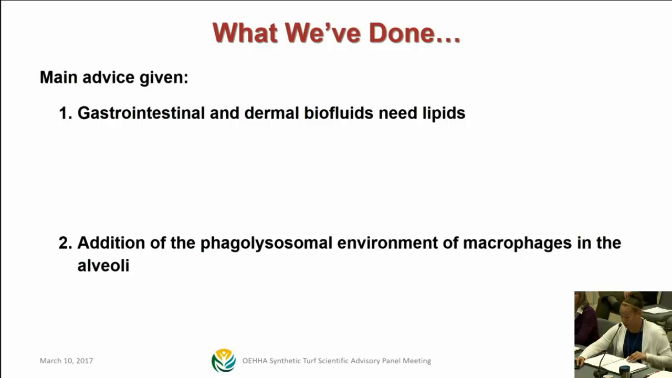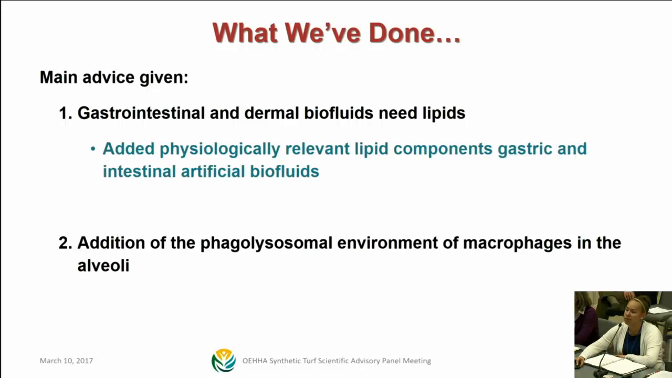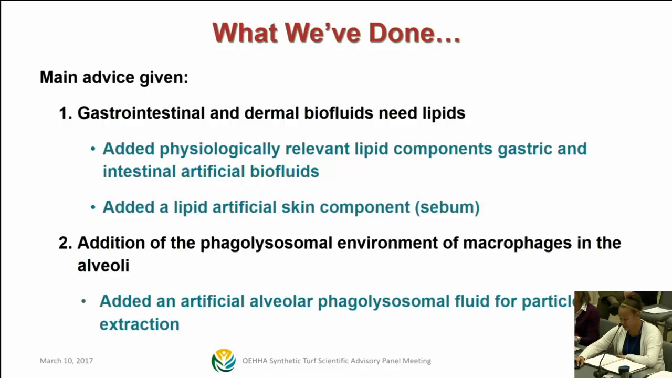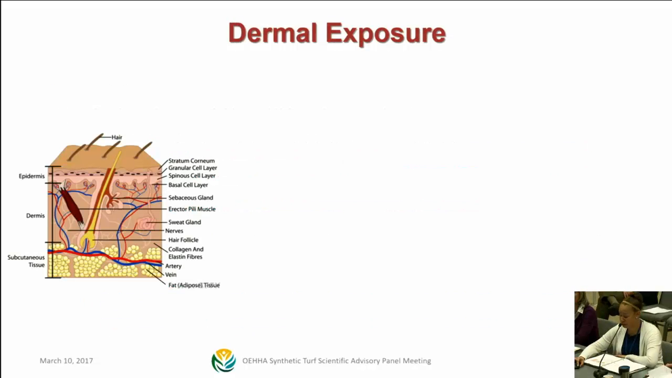So what we've done, we've looked to the literature and tried to incorporate this advice and made changes to our biofluids. Just overall, we've added relevant lipid components to both the gastric and intestinal artificial biofluids. We've also added a lipid skin component, and for inhalation, we've added a second biofluid, which represents the acidic environment within the macrophage. And in the next slides, I'll talk about each specific pathway and the biofluids we have for those. So first, we'll talk about dermal exposure.